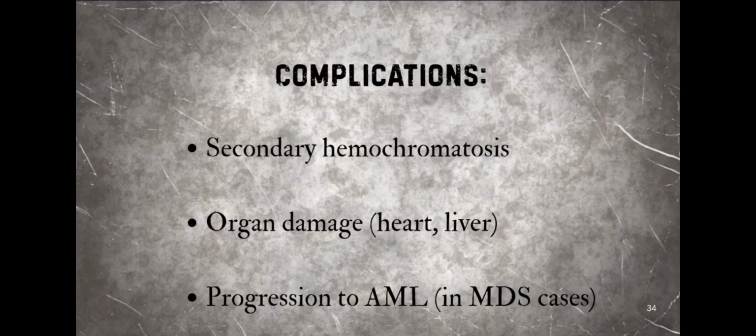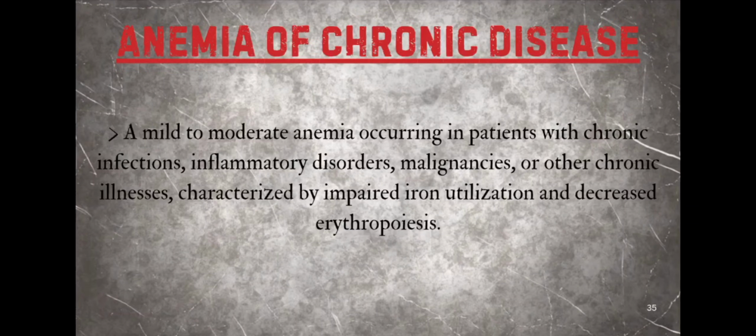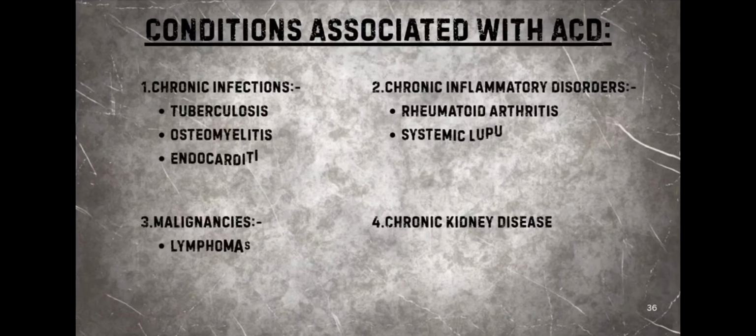Anemia of chronic disease. A mild to moderate anemia occurring in patients with chronic infections or inflammatory disorders, malignancies, or other chronic illness, characterized by impaired iron utilization and decreased erythropoiesis, which leads to anemia of chronic disease. Conditions associated with anemia of chronic disease: chronic infections such as tuberculosis, osteomyelitis, endocarditis; chronic inflammatory disorders such as rheumatoid arthritis, systemic lupus erythematosus; malignancies such as lymphomas and carcinomas; and chronic kidney disease.